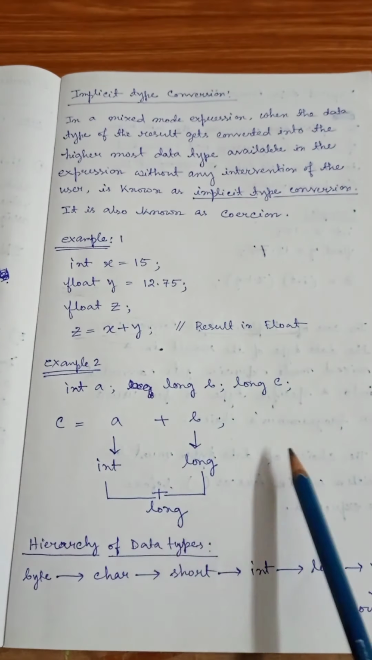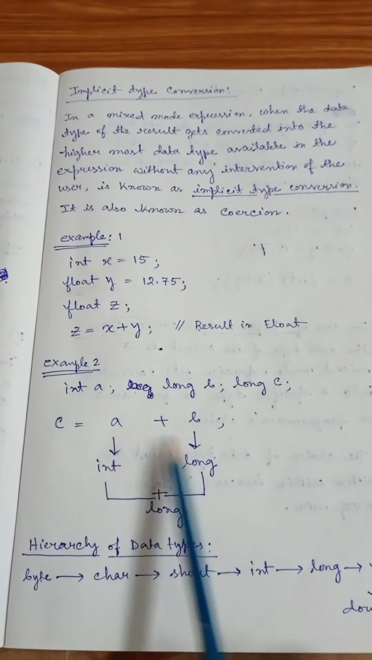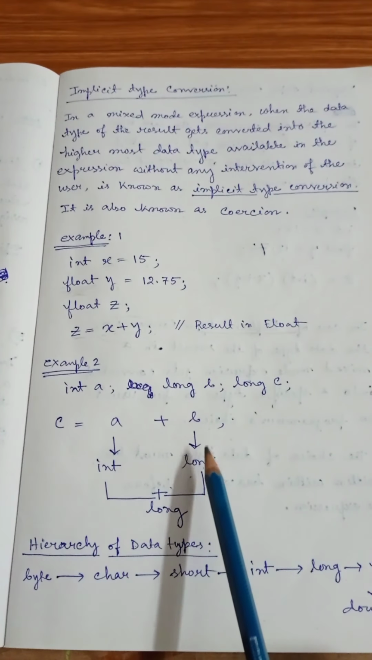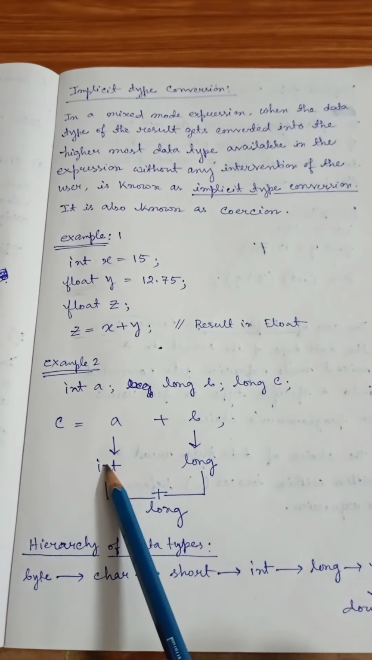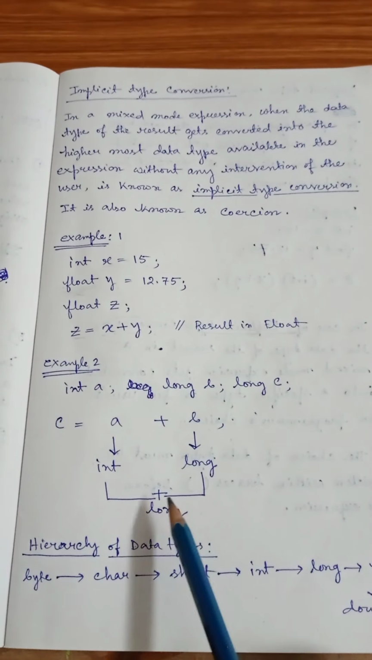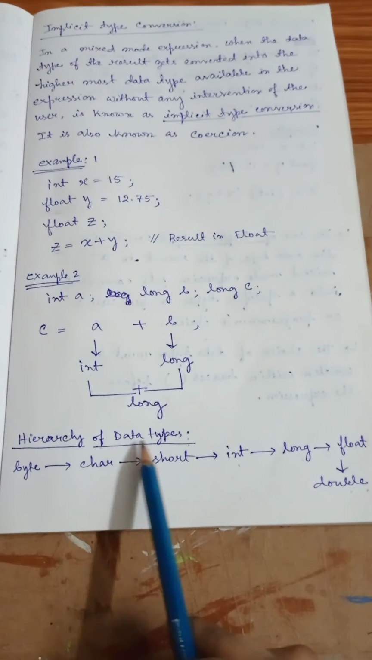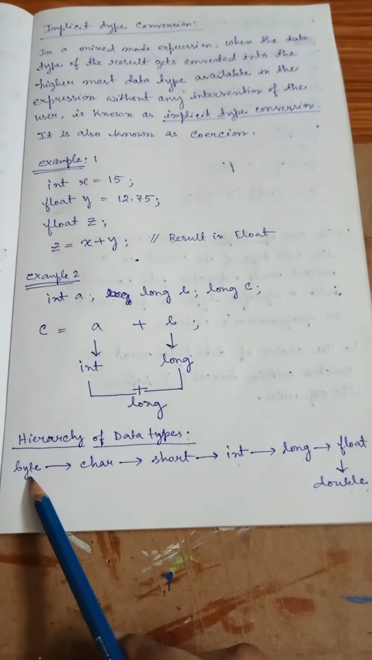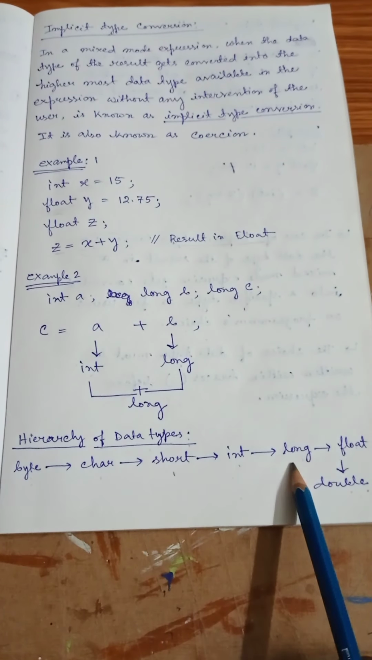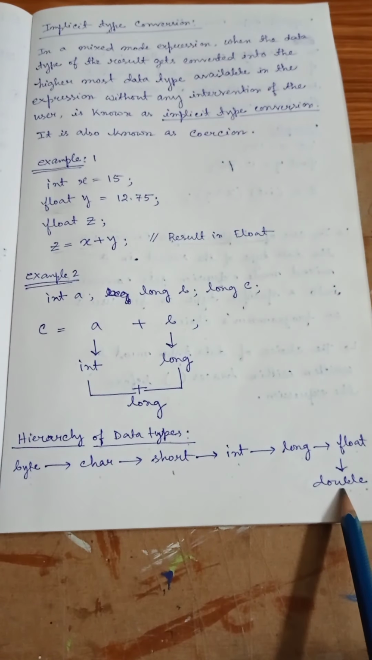Here is another example. Suppose int a, long b and long c. So c = a + b. Here the data type of a is int, the data type of b is long. So the result is long because long is a higher data type than int. Here is the hierarchy of data types. First is byte, then char, then short, then int, then long, then float, then double. Here double is the highest data type.